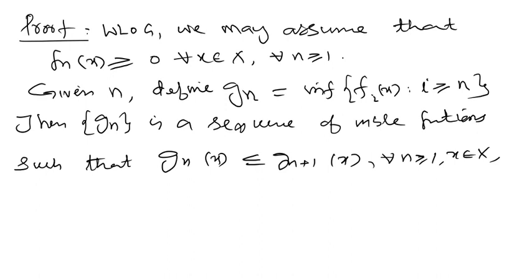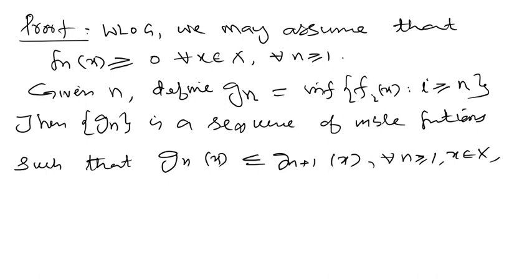A first property, it's monotonic increasing. G1 is the infimum of f1, f2, and so on. G2 is the infimum of f2, f3, and so on. So G1 is the infimum of f1, f2, which means G1 is less or equal to f1, less or equal to f2, and so forth. Similarly G2 is the infimum of f2, f3, and so on, which means that G2 is less or equal to f2. So in general Gn is less or equal to fn.